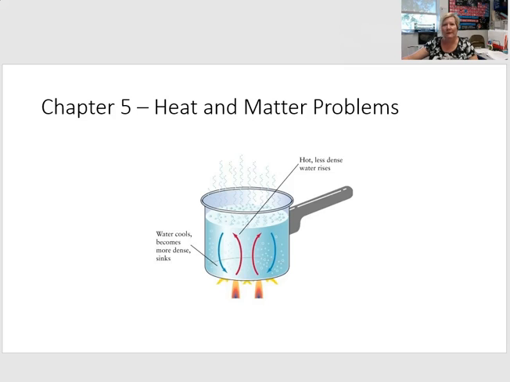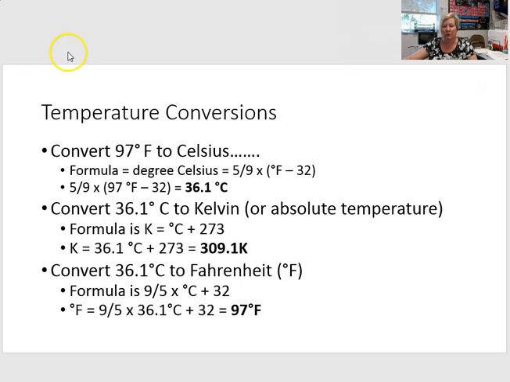Hello, physical science students. I am going to cover Chapter 5, Heat and Matter problems, and I'm going to start with just some temperature conversions. So the first problem I want to look at is to convert 97 degrees Fahrenheit into Celsius. So I have written our formula here.